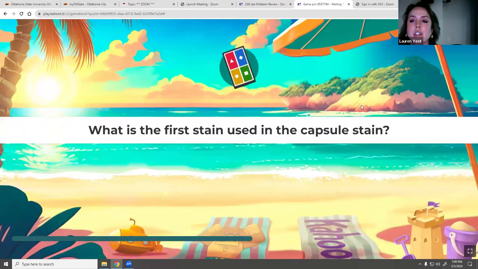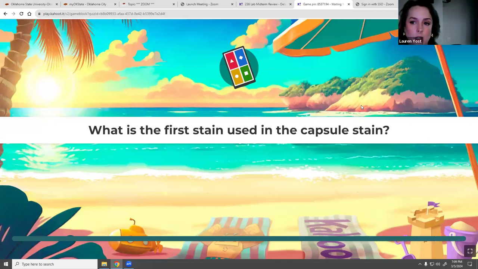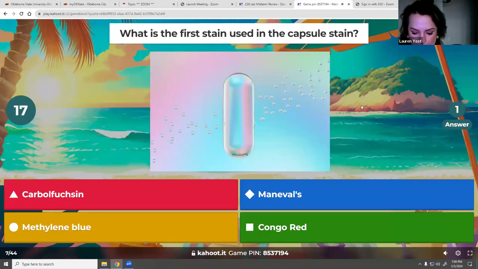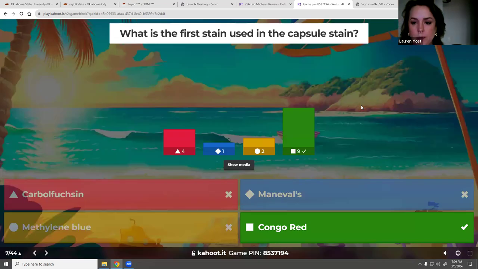All right, what is the first stain used in the capsule stain? So that is going to be Congo red. Most of you guys got that one. That's when we put the little drops on it, mix the stuff in, and then spread it out like a blood smear. Okay. So that was Congo red.